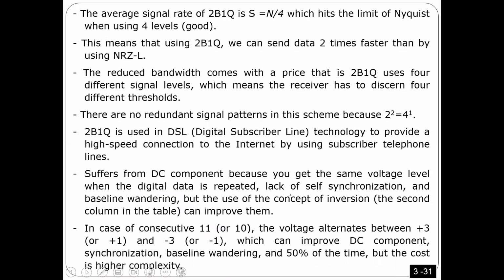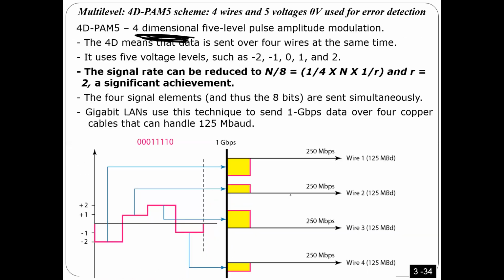Is that okay? But for this one, I want to get a very high bit rate. I want to get 1 gigabit per second. So the traditional approaches are not going to help me. I have to find a new approach. So here in the new approach, I'm going to use 4 wires, as you see here.